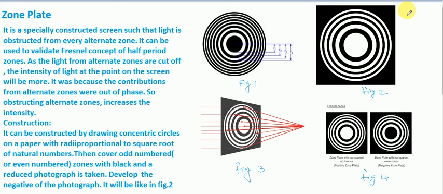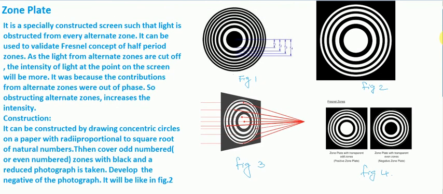Now, how to construct a zone plate? You can see as in figure 1, just draw concentric circles on a paper with a radius proportional to the square root of natural numbers. R1 proportional to root 1, R2 proportional to root 2, R3 proportional to root 3, and R4 proportional to root 4. In that way, draw concentric circles on a paper and then cover the odd numbered zones with black, or you can cover the even numbered zones also. Then take a photograph of that and develop the negative, as in figure 2, that acts as a zone plate.